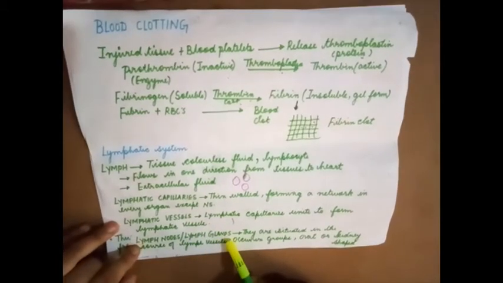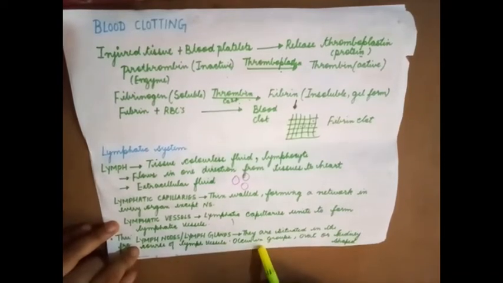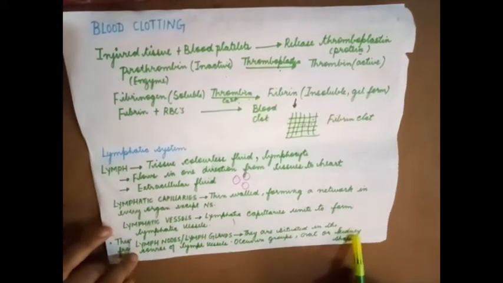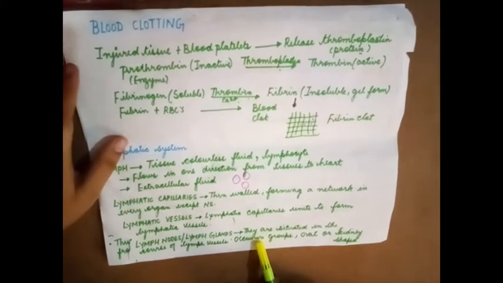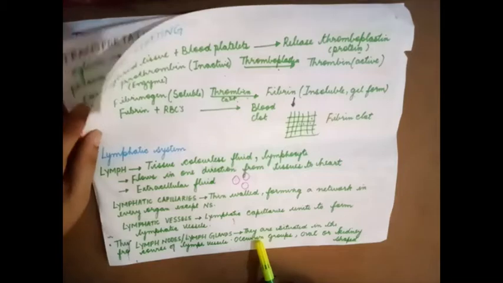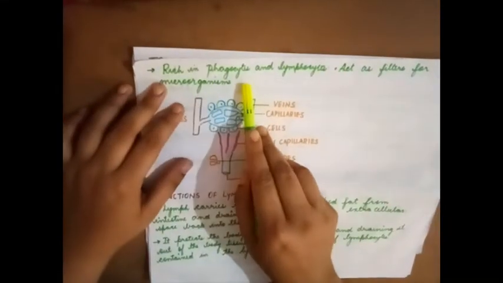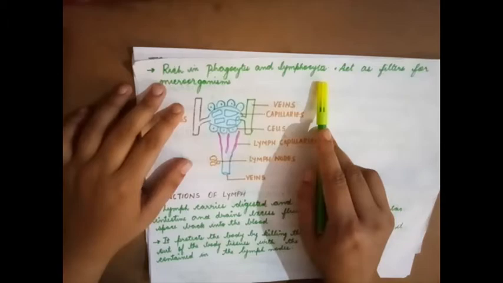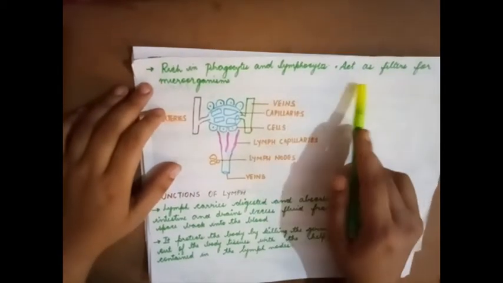Lymph nodes or the lymph glands. They are situated in the course of lymph vessels. They occur in groups, oval or kidney shaped. Inside these lymph glands or lymph nodes you have your WBCs present. They are rich in phagocytes and lymphocytes. Phagocytes and lymphocytes are types of WBC and they act as a filter for microorganisms.